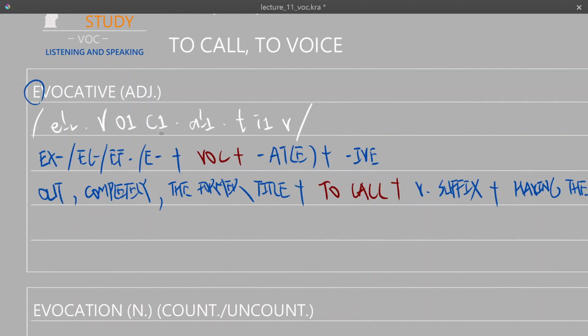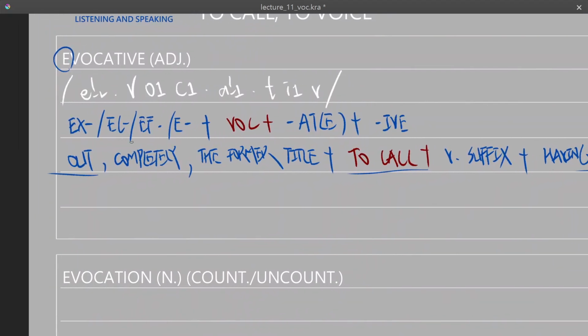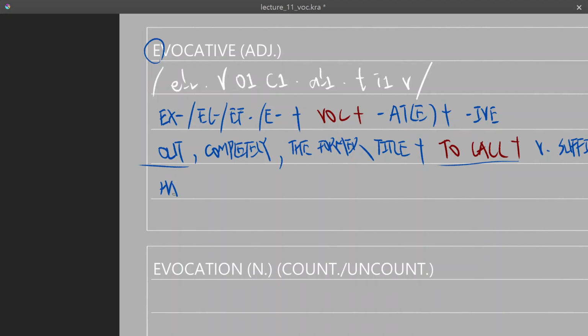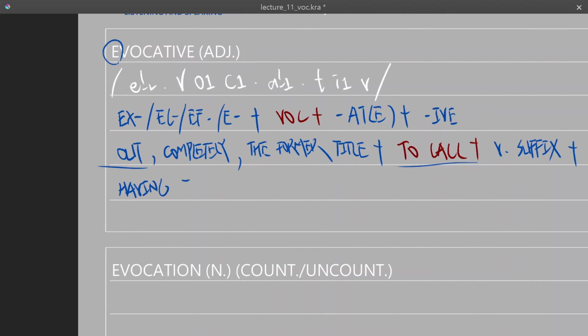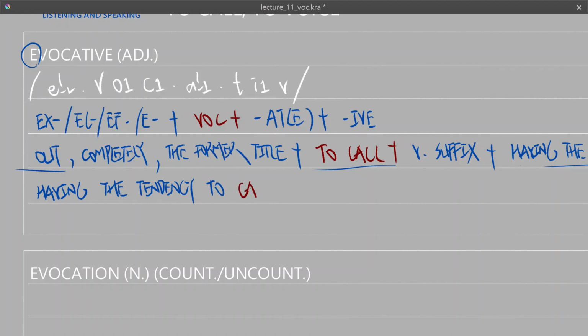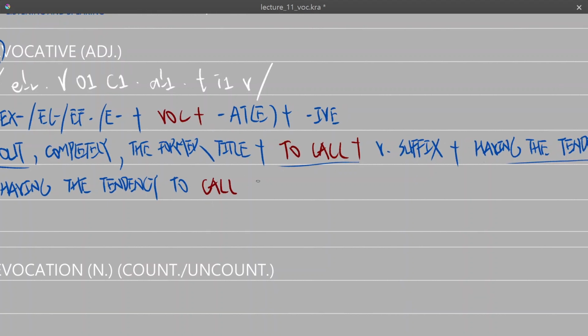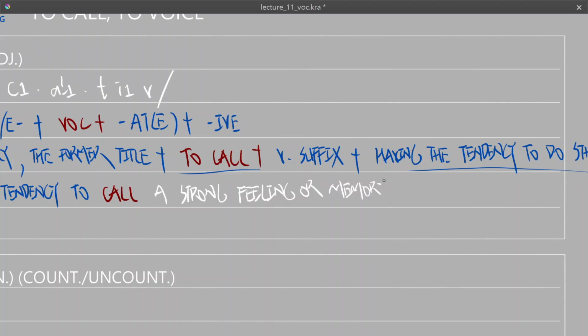So evocative literally means what? Having the tendency to call something out, to call a strong feeling or memory out.